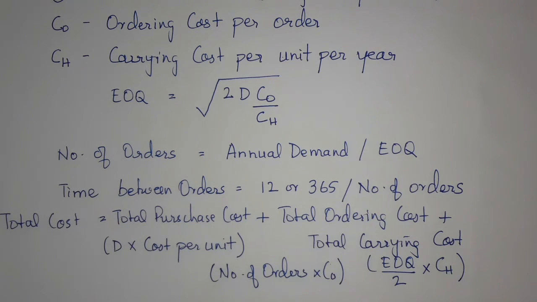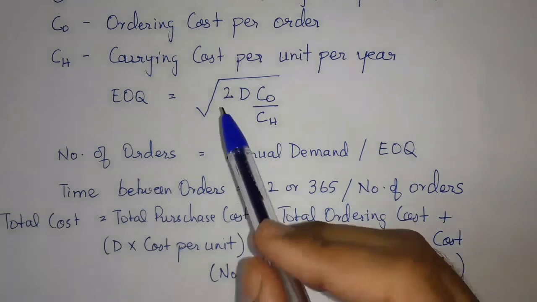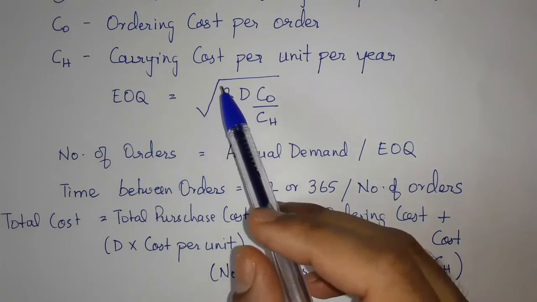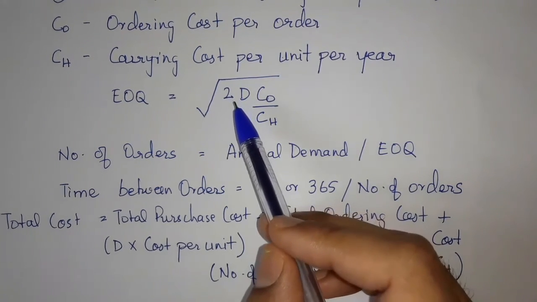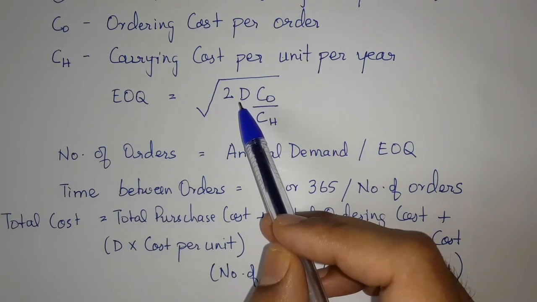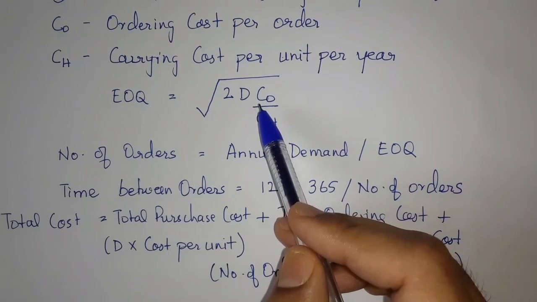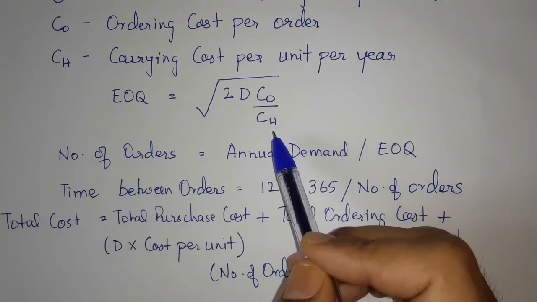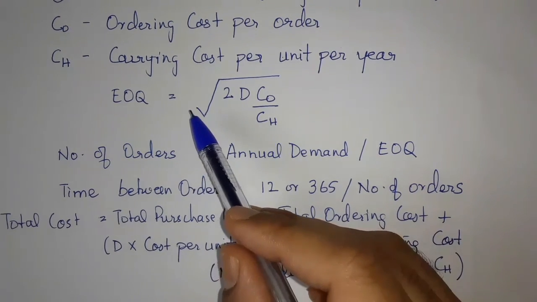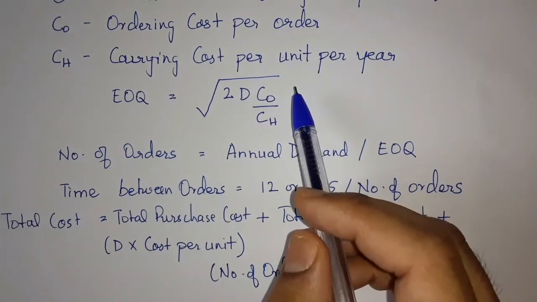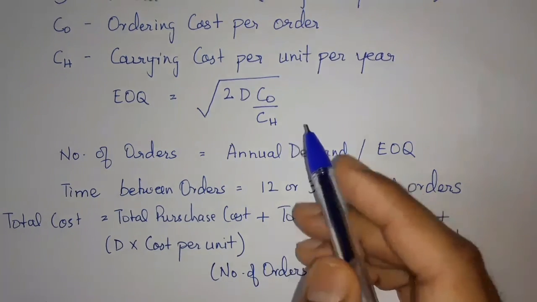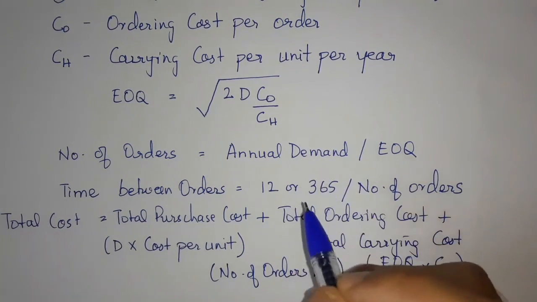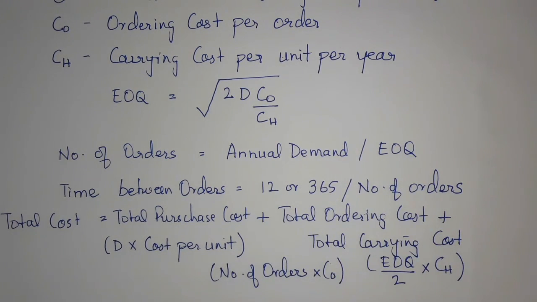So I hope you have calculated the right answer. It's very easy to calculate. You multiply 2 multiplied by demand, that is 1200. Ordering cost is 54 and the carrying cost is 4.8. And then you find the square root of this product. And that answer is 164. I hope you got that right.